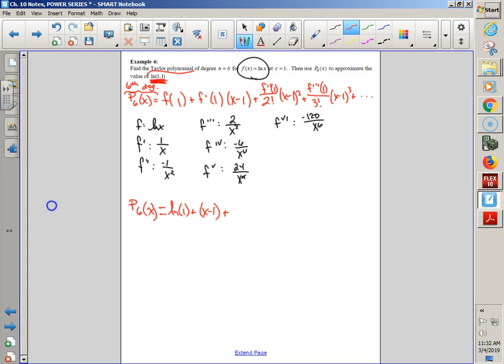Cool. Plus, and then I have f double prime of 1, right? Which would be negative 1 all over 2 factorial. I know 2 factorial is 2 times 1, but just for sake of argument, we'll leave it there. So we have x minus 1 squared. And then we have f triple prime, plugging in 1, which would be 2, right? Yeah. So that'd be 2 over 3 factorial times x minus 1 cubed.